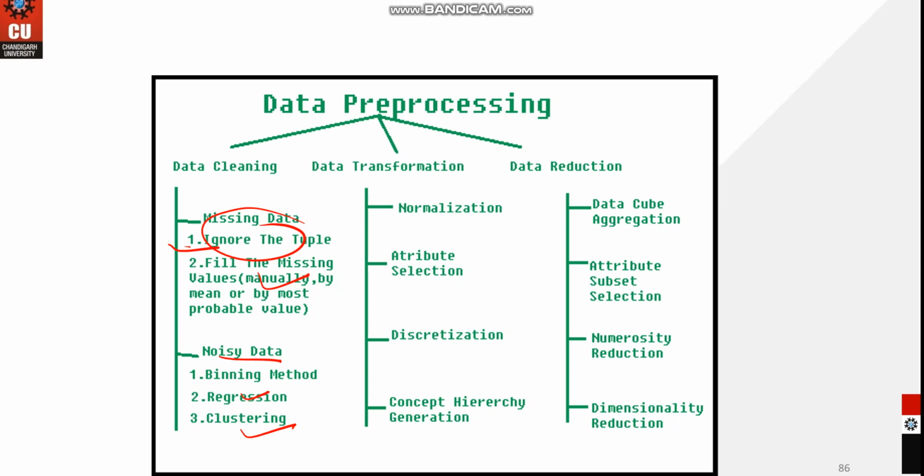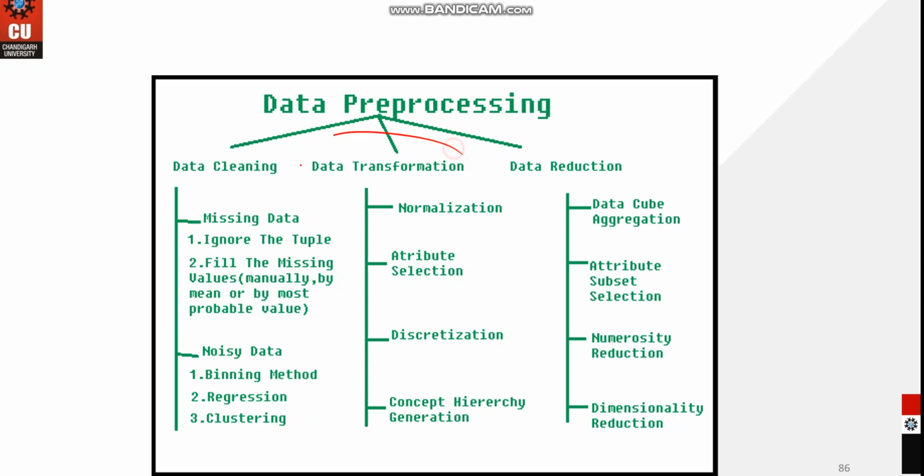Then we have regression. Here the data can be made smooth by fitting it to a regression function. The regression used may be linear or multiple, depending on whether we have a single independent variable or multiple independent variables.